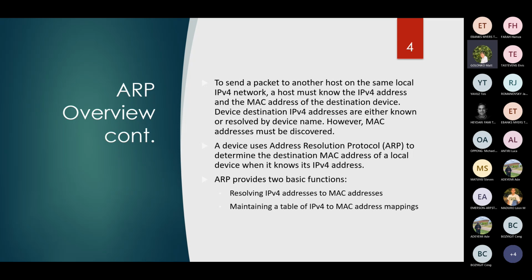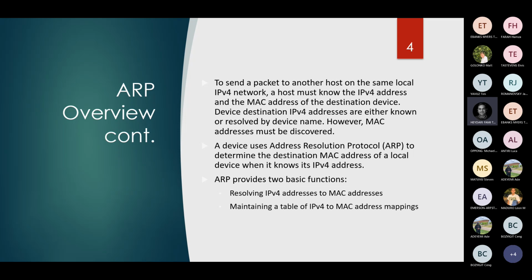A device uses address resolution protocol, also known as ARP, to determine the destination MAC address of a local device when it knows its IPv4 address. ARP provides 2 basic functions: resolving IPv4 addresses to MAC addresses, as well as maintaining a table of IPv4 to MAC address mappings.